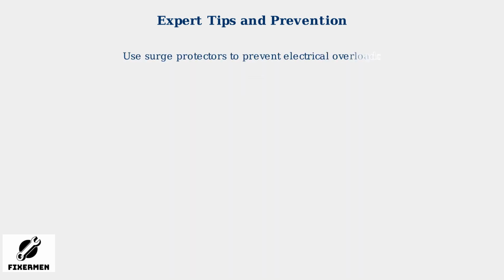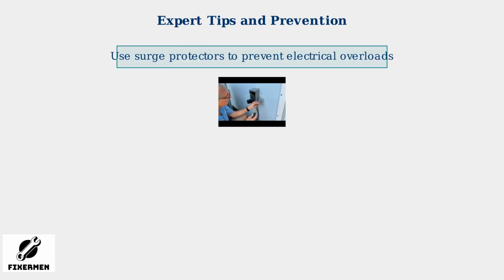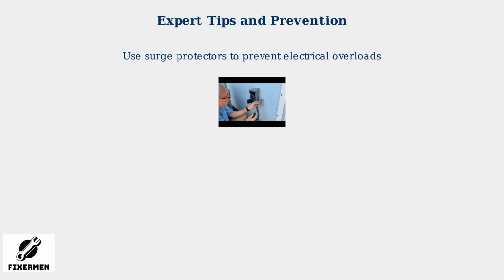Electrical issues are a major cause of E8 errors. Installing surge protectors can safeguard your AC unit against voltage fluctuations and power surges. This simple device helps maintain stable electrical current, reducing the risk of overload on the indoor components.